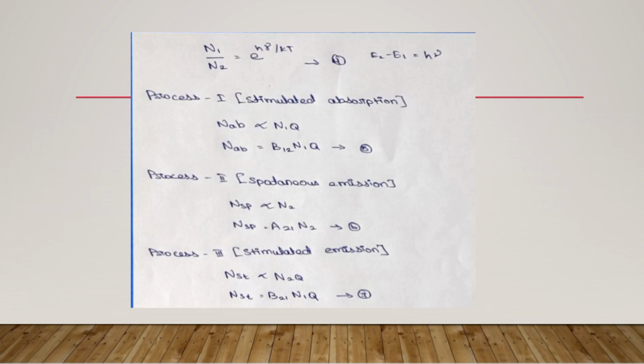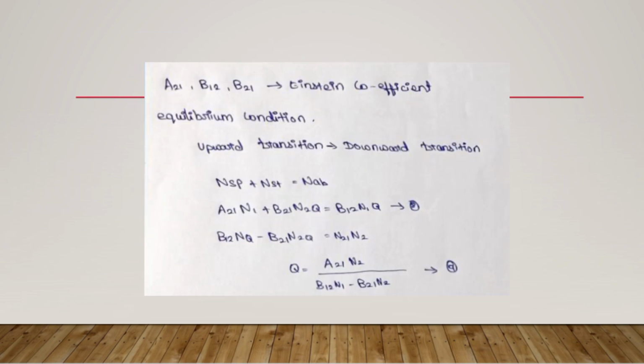Equation 6. Process 3, stimulated emission: N_ST is directly proportional to N2 Q. N_ST is equal to B21 N2 Q. Seventh equation. A21, B12, B21 are the Einstein coefficients.